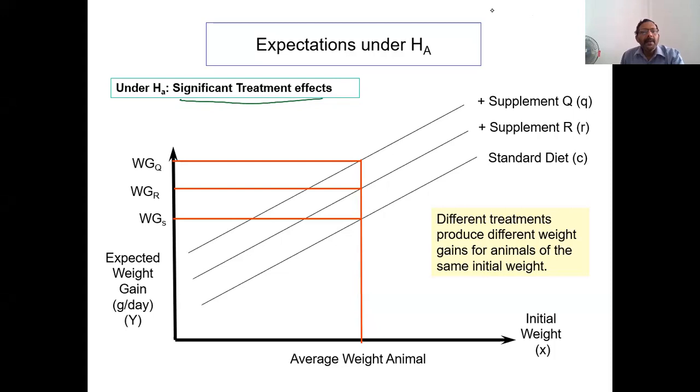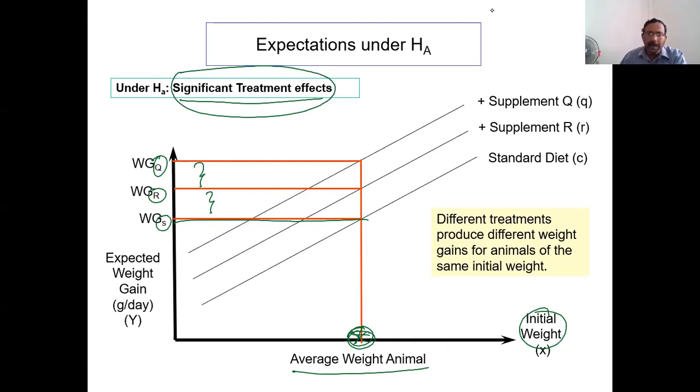interpret. So under the alternative hypothesis, again, the same scenario, theoretically, all 30 animals are coming with the same average, almost closer to the average weight of the animals, right? They are coming to the initial, but there's a difference. This is a standard diet. This is supplement with R. This is supplement with Q. So there's a difference, actually. There's a difference, so that we could say a significant difference between treatment effects that we can come up with, right?